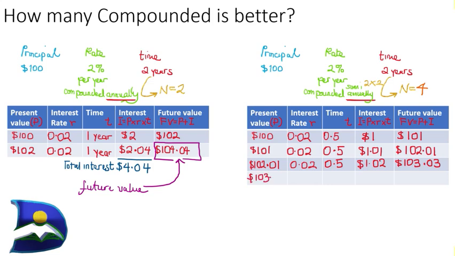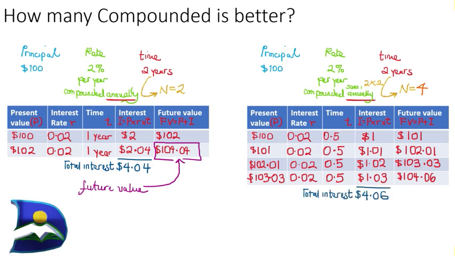And then the final step, you do the last simple interest, with that future value becoming the current present value, and that actually goes on to give us our interest to be $1.03, which becomes in this case $104.06. Now we see the difference between the total interest compared to that of the compounded annually versus that of the semi-annually.